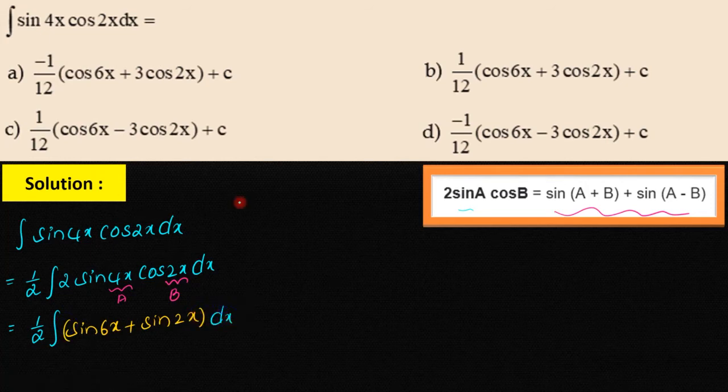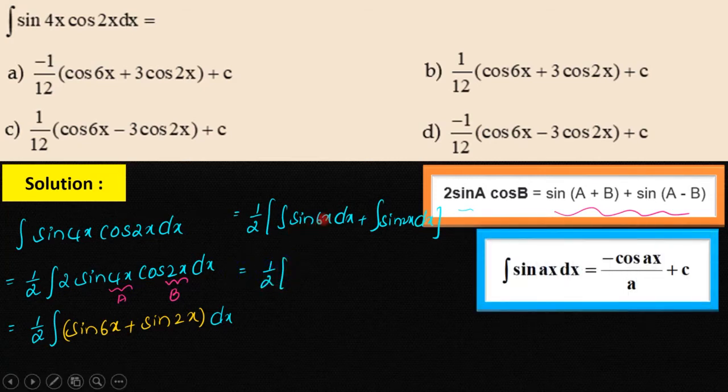into dx, that equals to 1 by 2 into integral sin 6x into dx plus integral sin 2x into dx. This equals to 1 by 2 into integration of sin 6x.